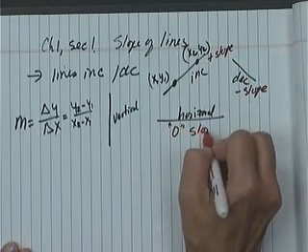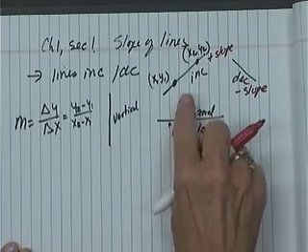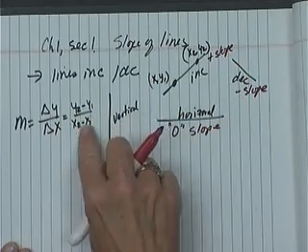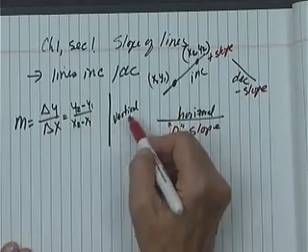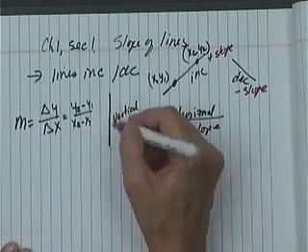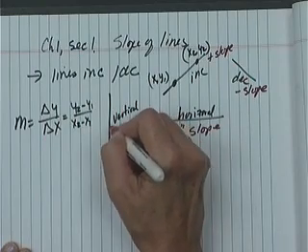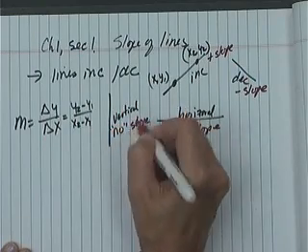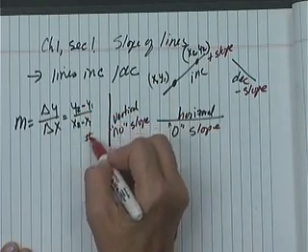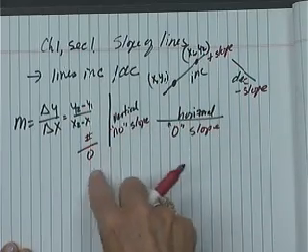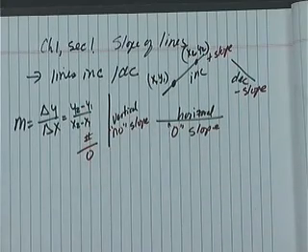What kind of slope would this line have? Zero slope. Because the change in y is 0 over change in x. What kind of slope does this vertical line have? No slope. Because you would have a number over 0, which is undefined. That's called a no slope.